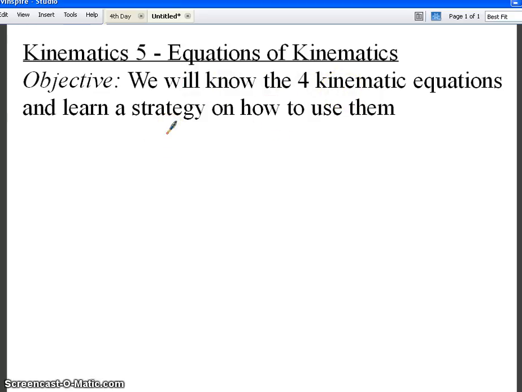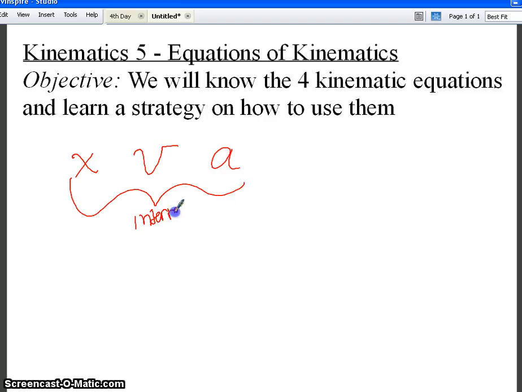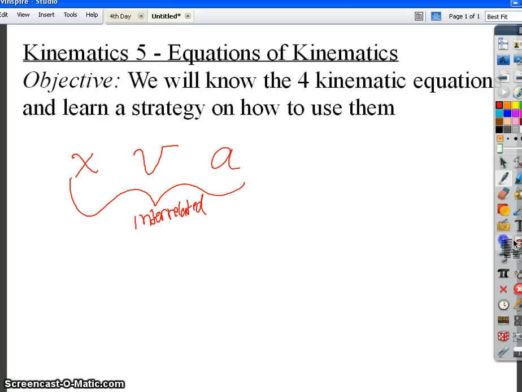So far in kinematics, we have basically learned what displacement is, what velocity is, and what acceleration is. When things have a velocity, they change their displacement. When things accelerate, they change their velocity and their displacement. All these things are interrelated, and we need to figure out how we relate them. How do these things come together?